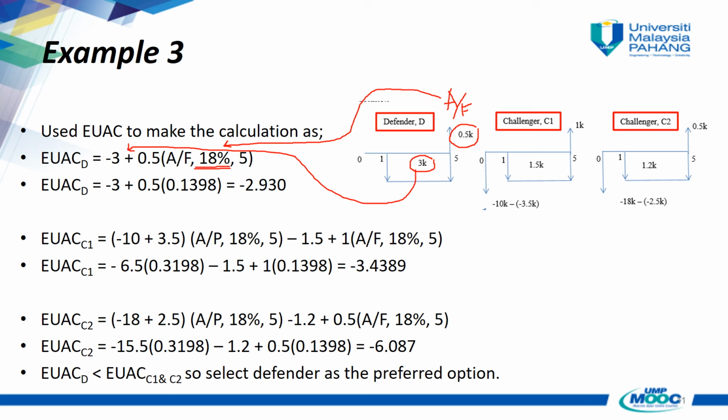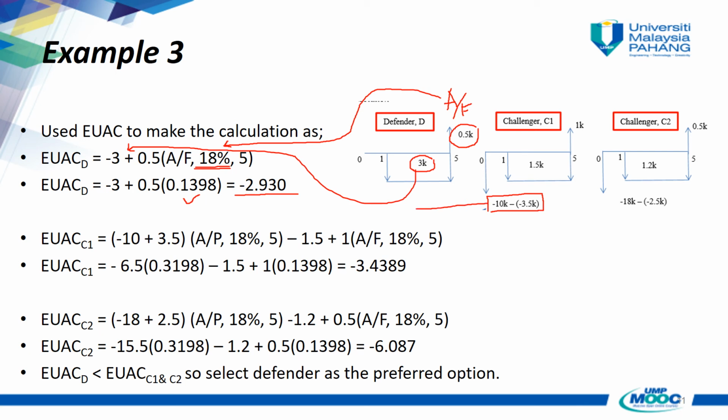From the compound interest table, we will see that the value becomes 0.1398, and we calculate all those values. We will see that for the EUAC of the defender, the value becomes negative 2.9, and then we will calculate the next one, the challenger. We call this challenger number one. We total the negative 10,000, minus the negative 3.5 thousand.